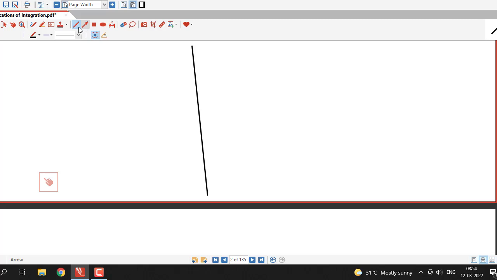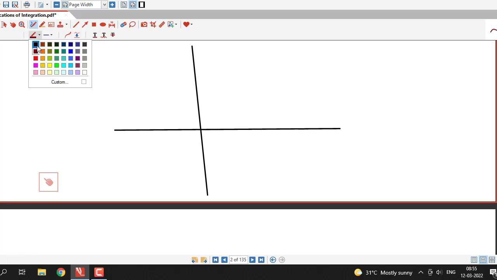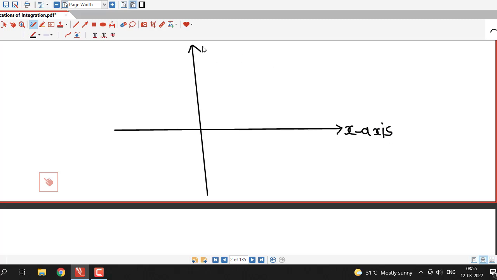And we must sketch the region of integration. Using the region of integration, we will decide which function we have to consider as the upper function and which function we have to consider as the lower function. This is, suppose, the x-axis. Here I have the y-axis. First we will locate the intersecting points.